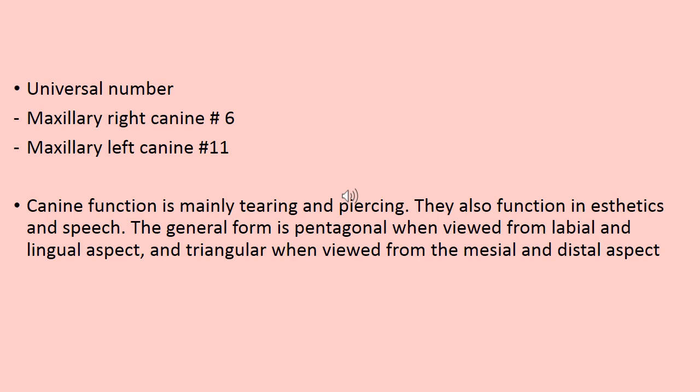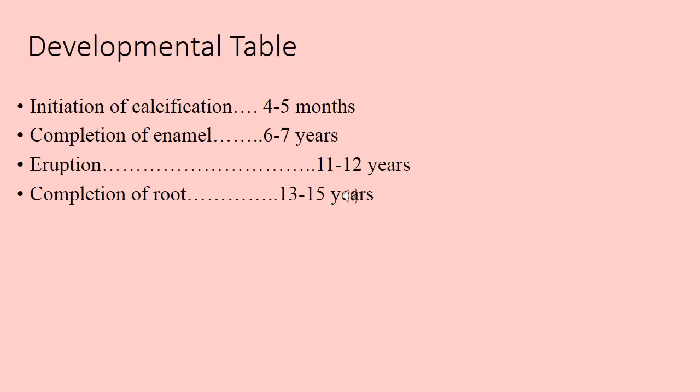Universal number. Maxillary right canine is 6, maxillary left canine is 11. Canine function is mainly tearing and piercing. They also function in aesthetics and speech. The general form of the maxillary canine is pentagonal when it is viewed from the labial and lingual aspect, and triangular when it is viewed from the mesial and distal aspect.